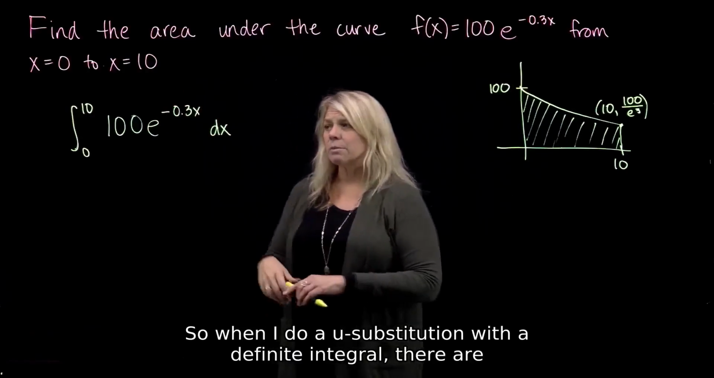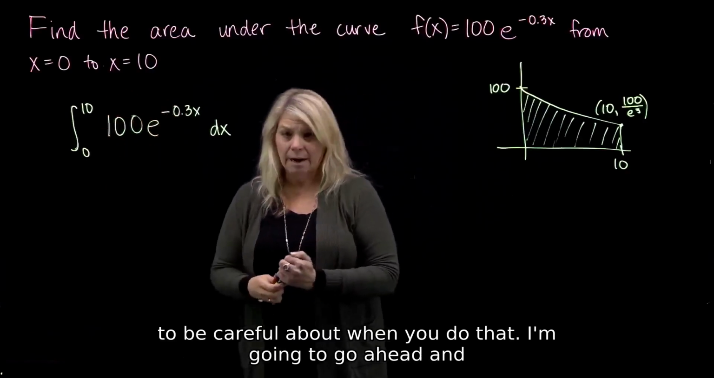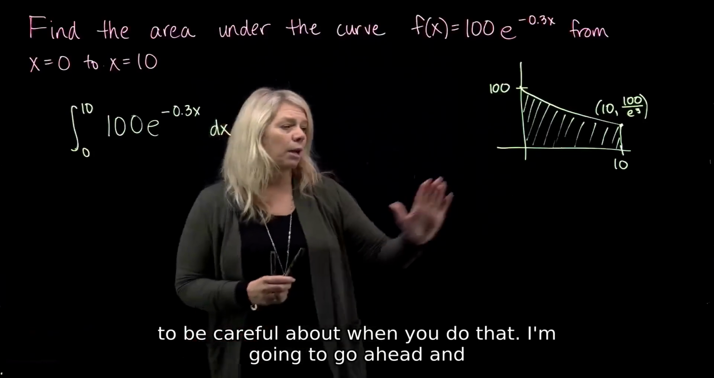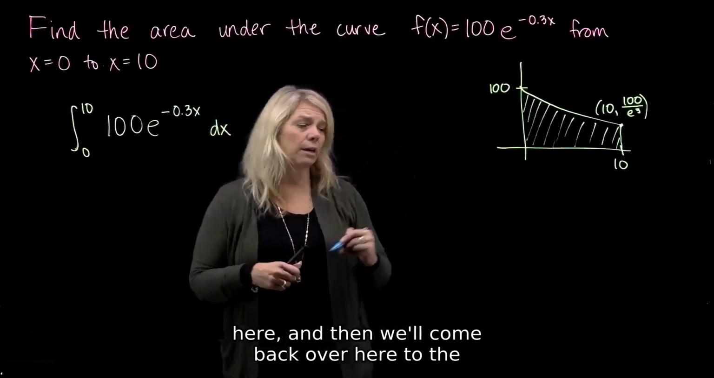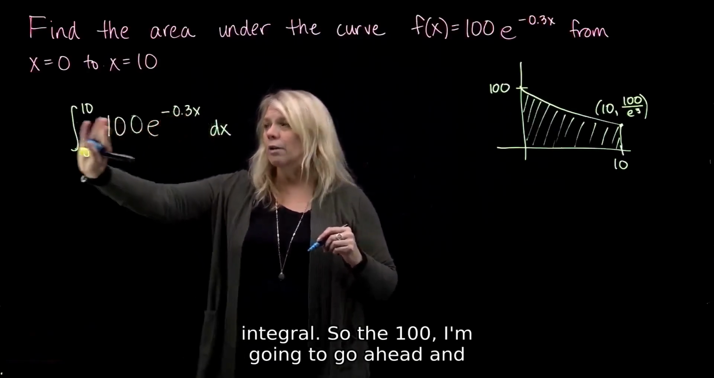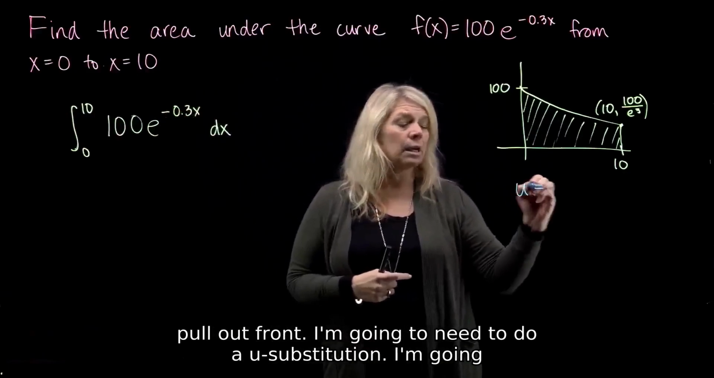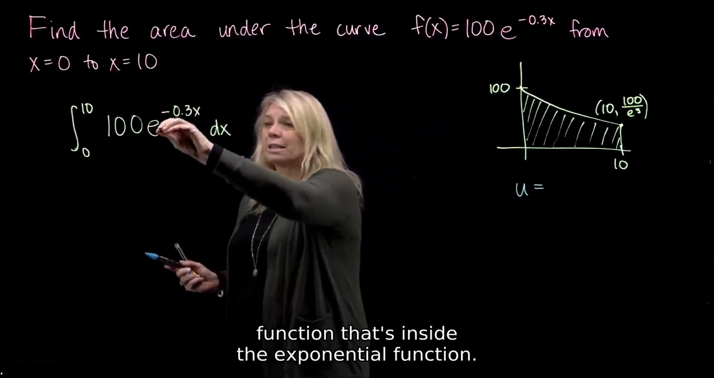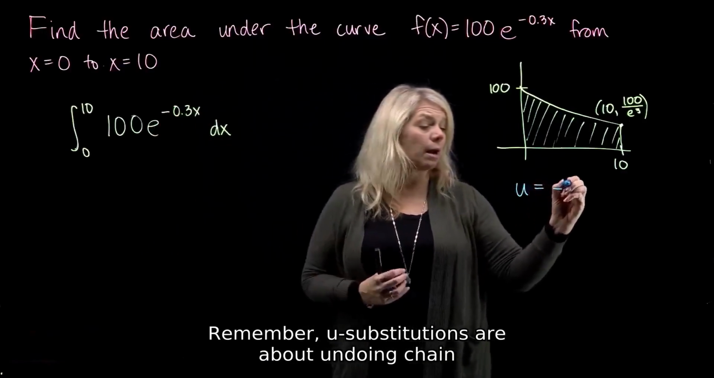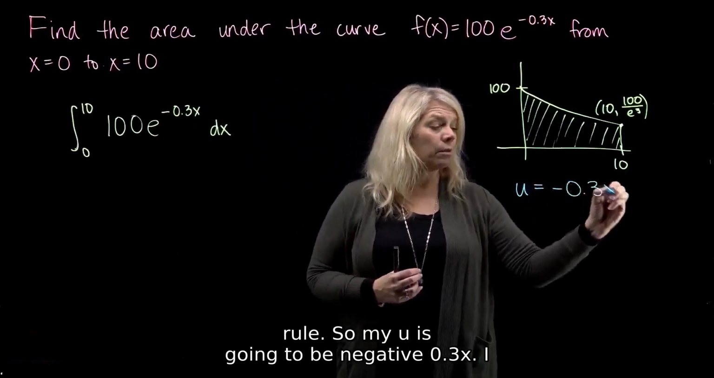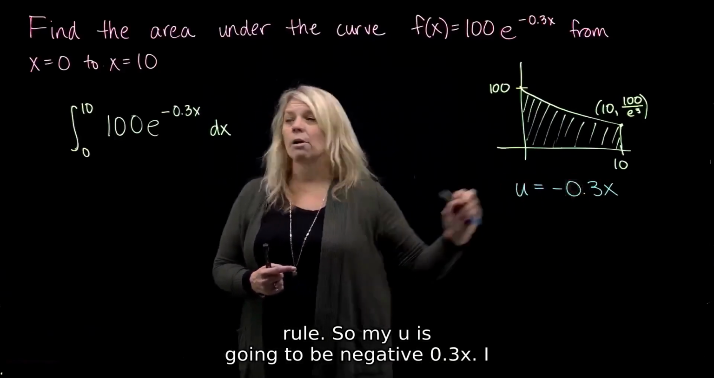So when I do a u substitution with a definite integral, there are a couple of other subtleties to be careful about when you do that. I'm going to go ahead and write my u substitution work over here, and then we'll come back over here to the integral. So the 100, I'm going to go ahead and pull out front. I'm going to need to do a u substitution. I'm going to let u equal the function that's inside the exponential function. Remember, u substitutions are about undoing the chain rule. So my u is going to be negative 0.3x.